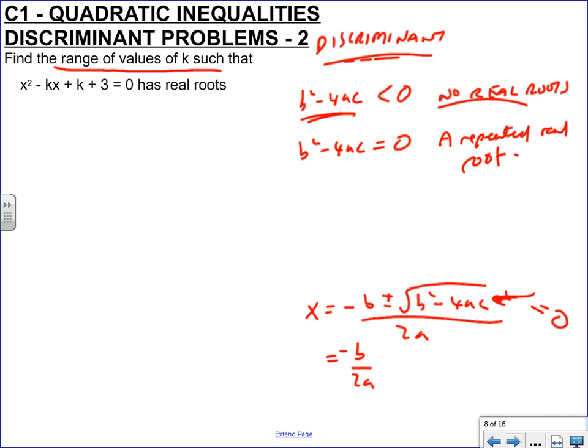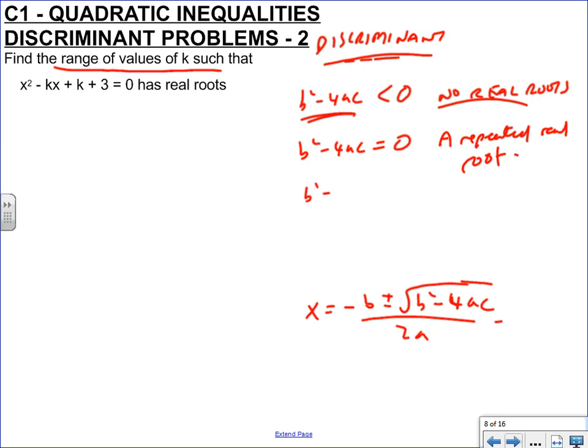So you're just left with minus b over 2a. So you just get one solution, you see? But as quadratics have 2 solutions, because you know it starts with an x squared, therefore it is 2 solutions, but they just occur at the same place.